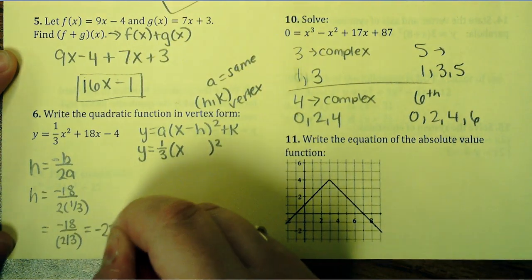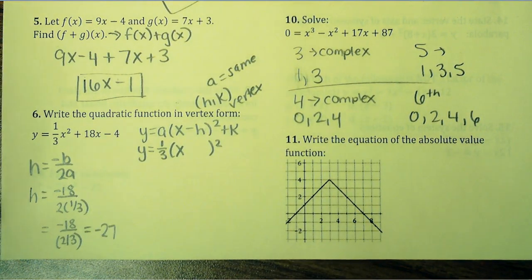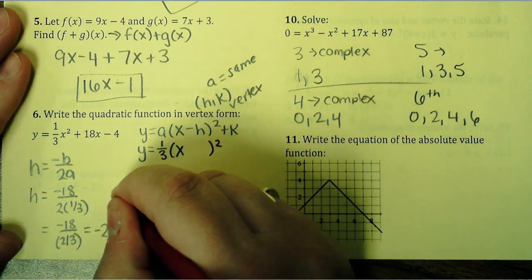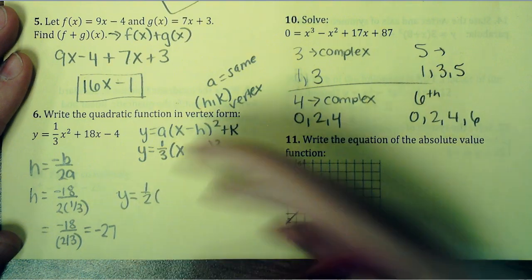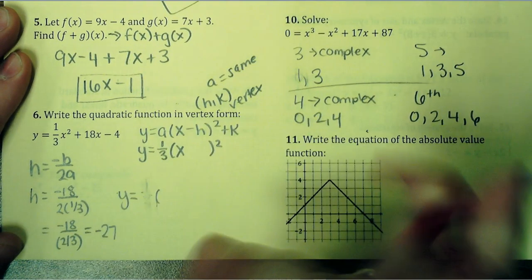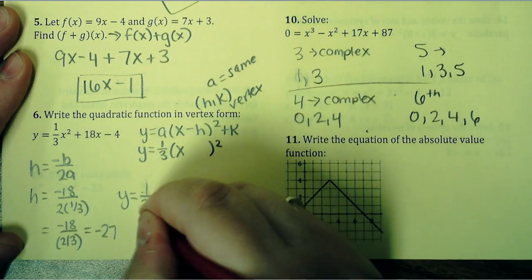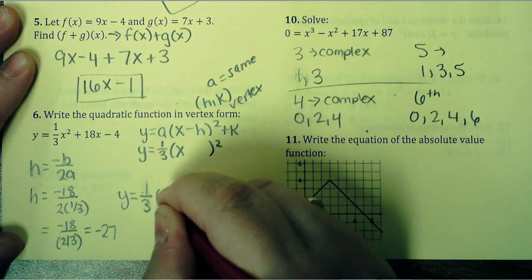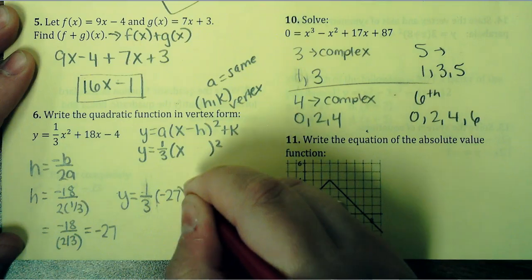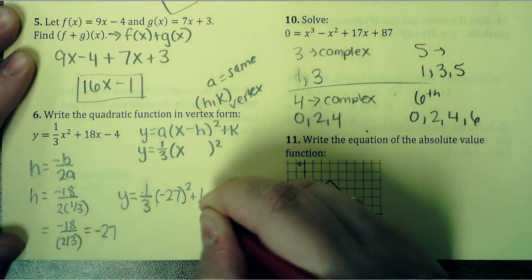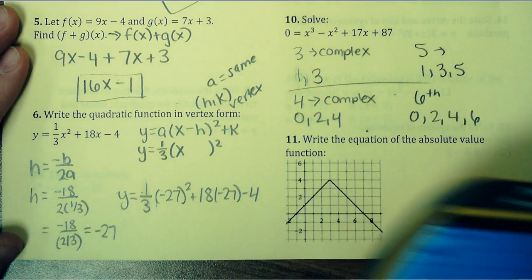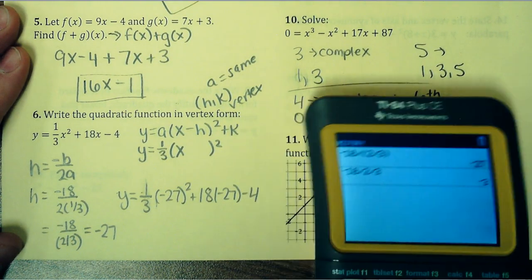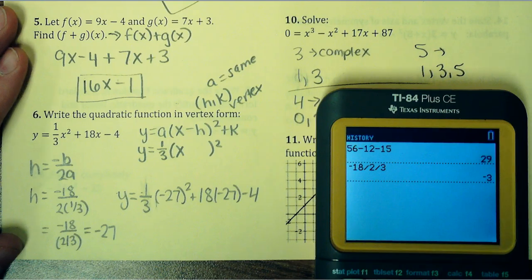So negative 27. Now, if you guys remember, all you have to do to get k is find the y-coordinate of the vertex. So if I know the x-coordinate of the vertex, I'm just going to plug that in everywhere I see an x. So negative 27 squared, 18 times negative 27, and then minus 4. Okay, see if I can lay this on the screen so you guys can see it. This is going to be a huge number.